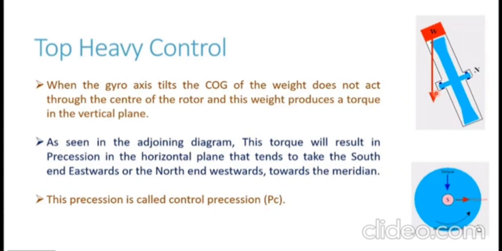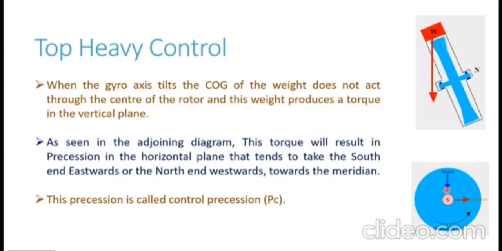And how is this precession going to act? Take your attention to the bottommost diagram. This is looking at the rotor and spin axis arrangement from the south end. Now you can see that the weight is now acting on the south end, pushing it downwards. This is represented by the blue color arrow in the bottom diagram, showing the torque being generated by the top heavy weight. Now when this weight acts on the spin axis, because of precession, this torque turns 90 degrees in the direction of the spin.